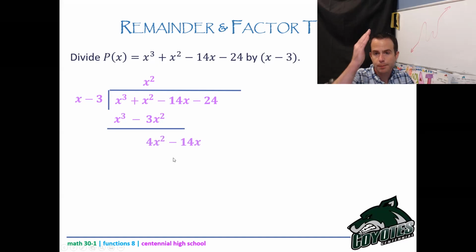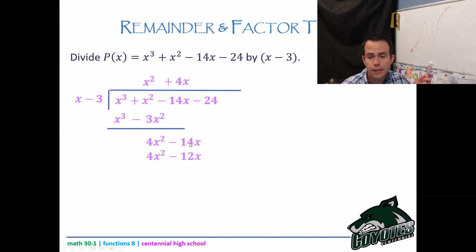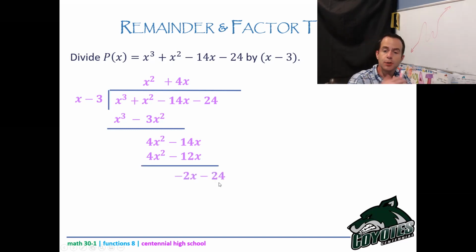Okay, so I dropped the negative 14x now, and I'm going to keep going. I'm trying to get rid of 4x squared now. So what do I need to put up here so that when I multiply it by x, I will get out the 4x squared and make that disappear? Well, I need a 4x. So 4x goes on the top. I do the multiplication. That'll give me 4x squared minus 12x. Again, watch your subtraction. This will be negative 14x minus negative 12x. So that'll end up with a negative 2x. And then I dropped my negative 24 down.